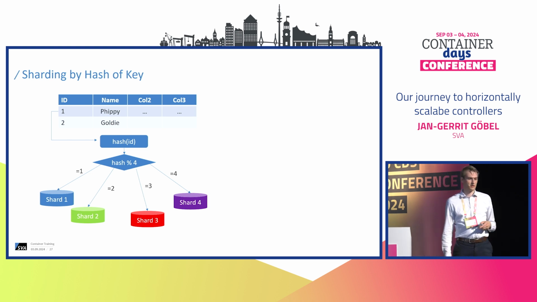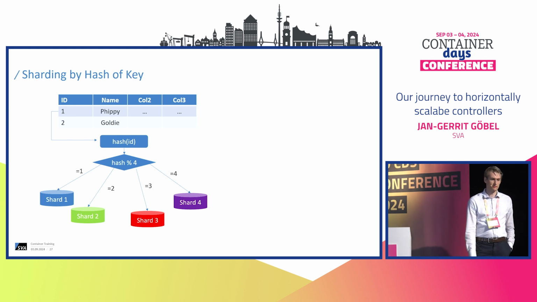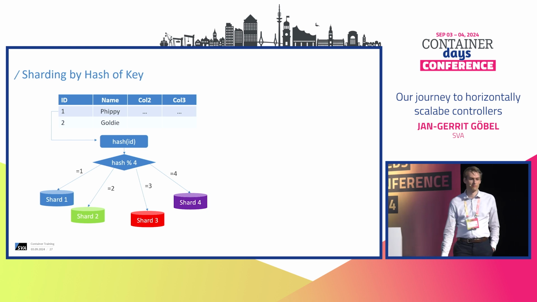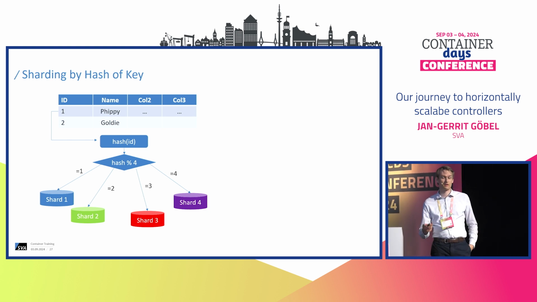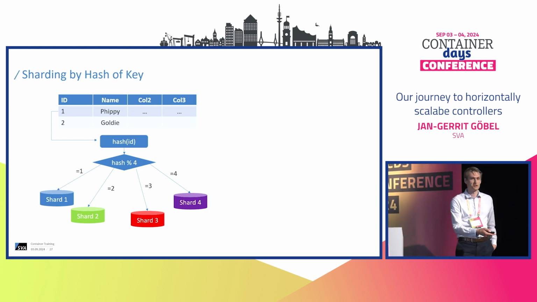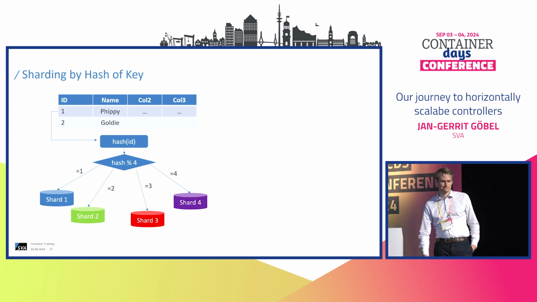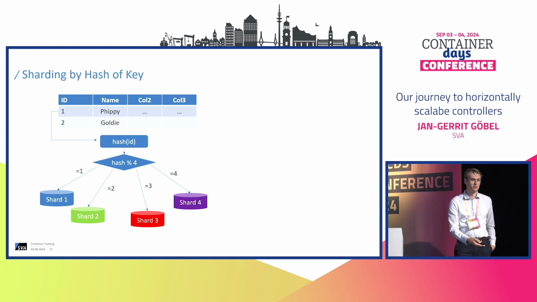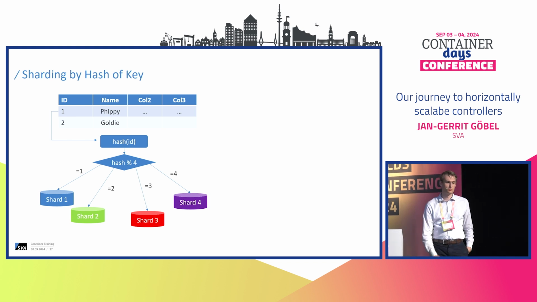So we just have this simple hashing algorithm. We take a hash of the name, the metadata.name, or the ID. We take it modulo the count of replicas we have, in this case 4. So if the hash modulo 4 equals 1, we go to shard 1. If it equals 2, we go to shard 2, and so on for all the replicas we have.